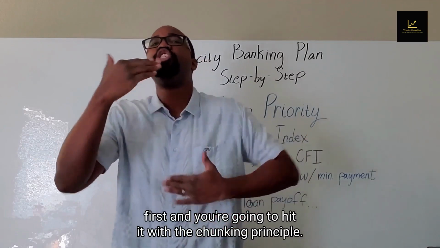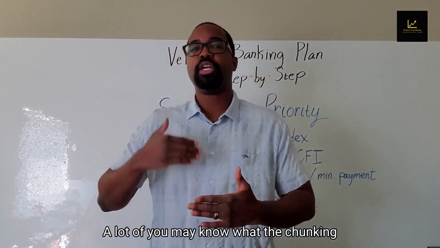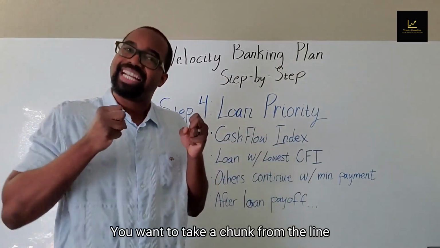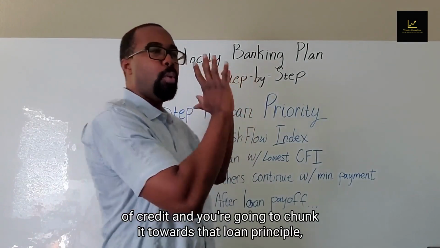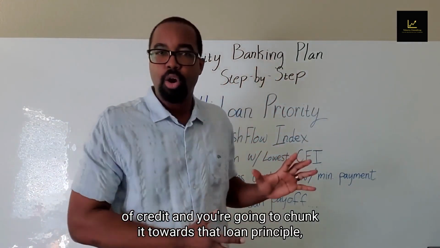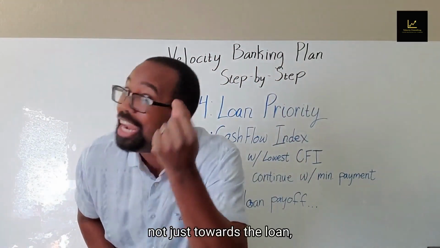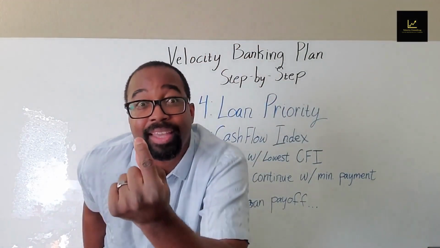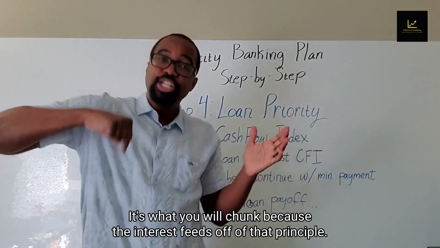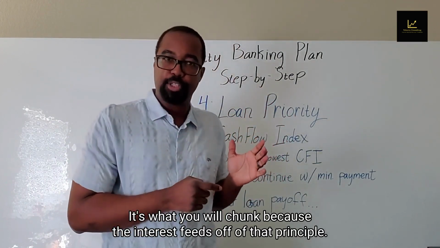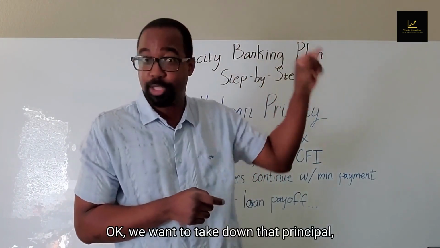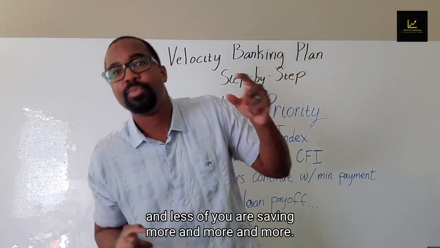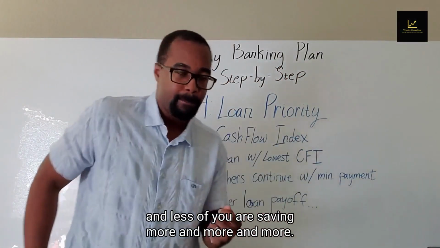And you're going to hit it with the chunking principle. A lot of you may know what the chunking principle is. For those that don't, I go over it in my class. With the chunking principle, you're going to take a chunk from your line of credit and chunk it towards that loan principal. Not just towards the loan, because the bank will split it up. The loan principal is what you will chunk, because the interest feeds off of that principal. We want to take down that principal so that the interest is less and less, and we are saving more and more.